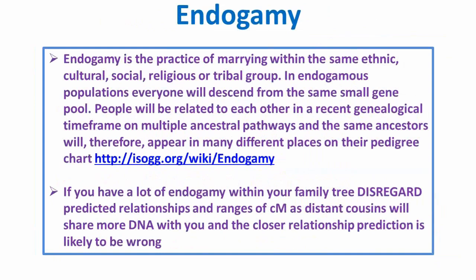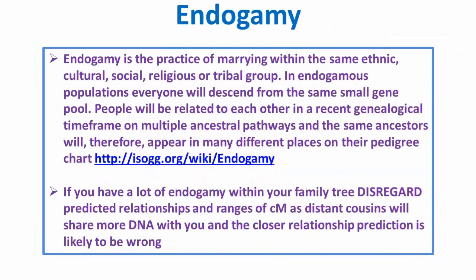In endogamous populations, everyone descends from the same small gene pool, so they're related to each other in multiple ways. You might find the same ancestors on an endogamous tree 5, 6 different times. If you have a lot of endogamy within your tree, you have to disregard predicted relationships and ranges of centimorgans, as distant cousins are just going to share more DNA with you, and the closer relationship prediction will be wrong.